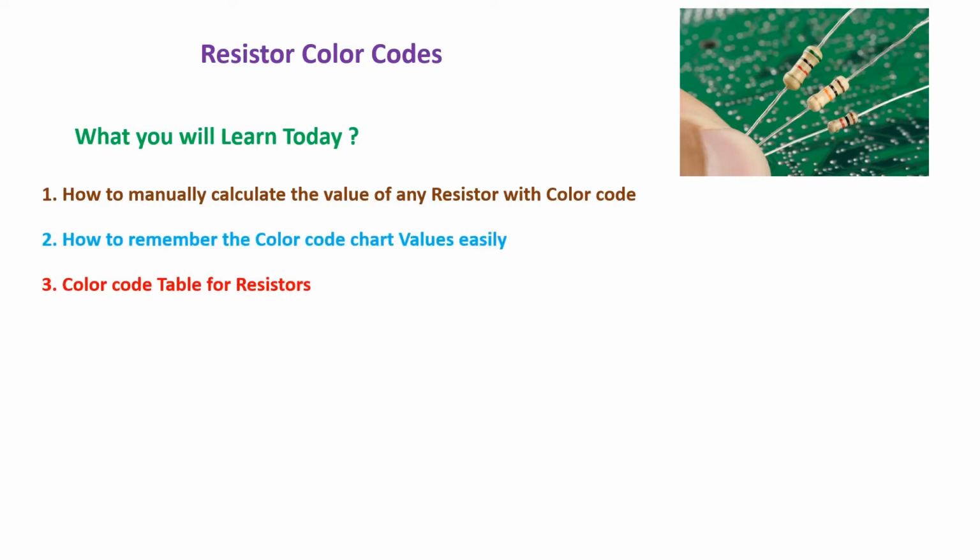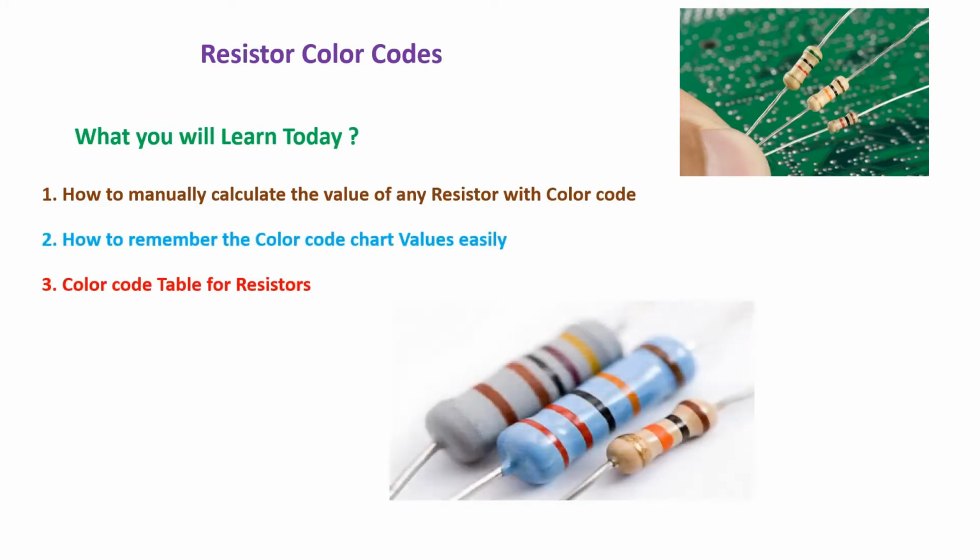So before getting into that, we must understand why we need to decode these values, because from outside of the resistors, the resistance value is not given. So depending upon our circuit requirement, we need to obtain the resistance value manually. That is why we need to decode these colors as well.